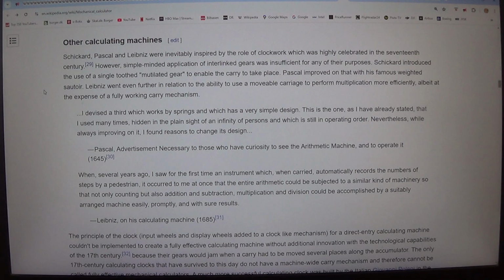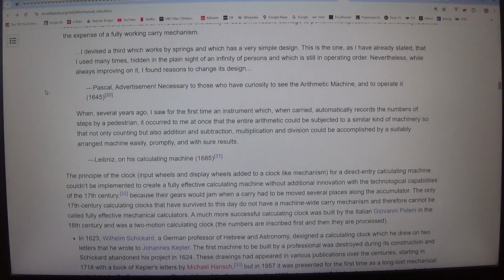Leibniz went even further in relation to the ability to use a movable carriage to perform multiplication more efficiently, albeit at the expense of a fully working carry mechanism. I devised a third which works by springs and which has a very simple design. This is the one, as I have already stated, that I used many times, hidden in plain sight of an infinity of persons, and which is still in operating order. Nevertheless, while always improving on it, I found reasons to change its design.